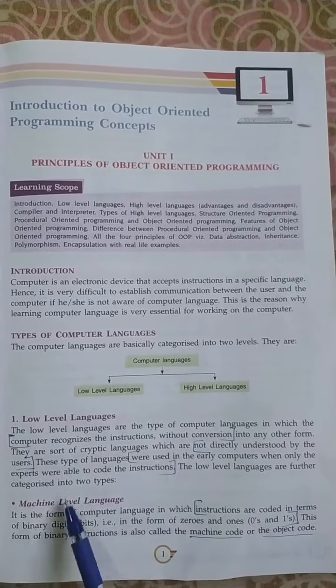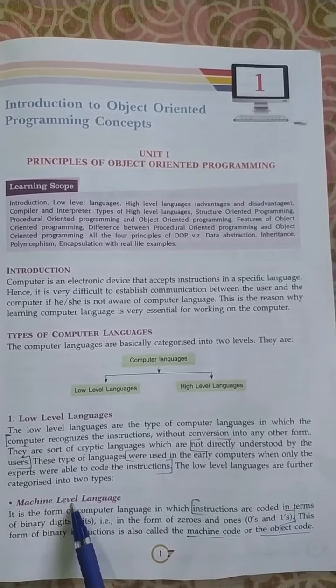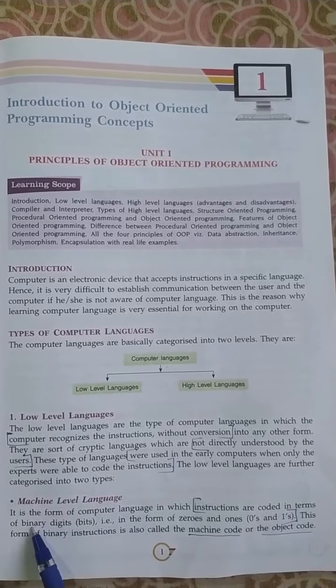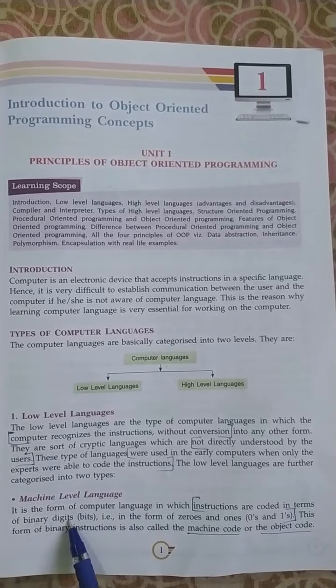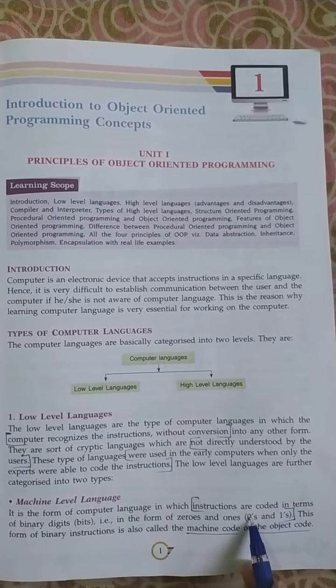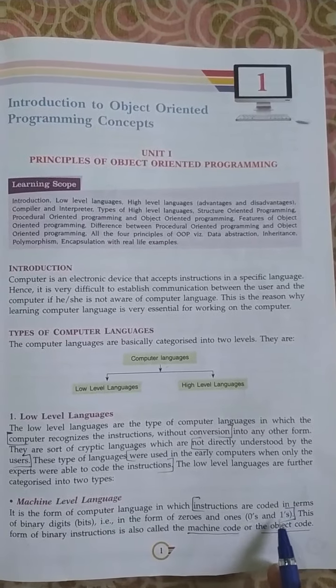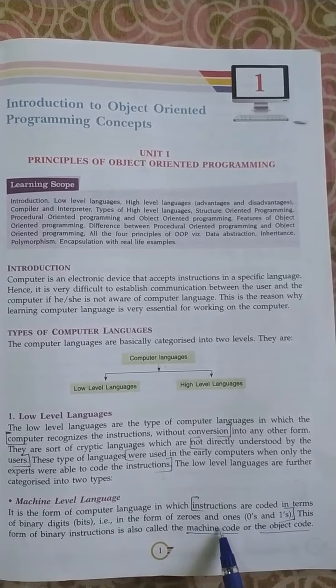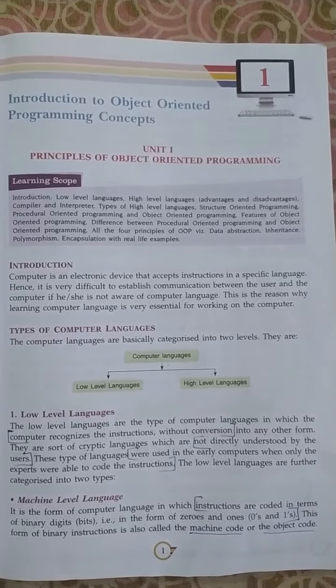So first category of low-level language is machine-level language. It will be always in the form of binary digits. What is binary digit? Combinations of zeros and ones. So such code we can call it as machine code or object code.